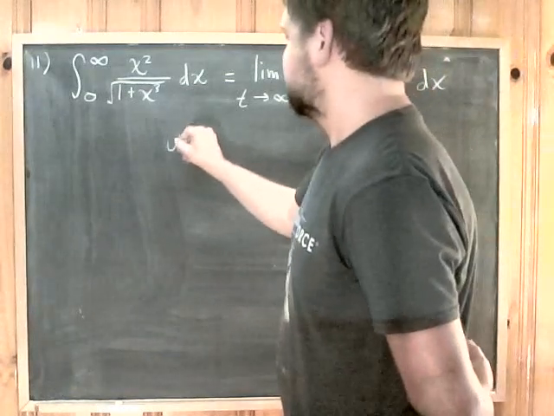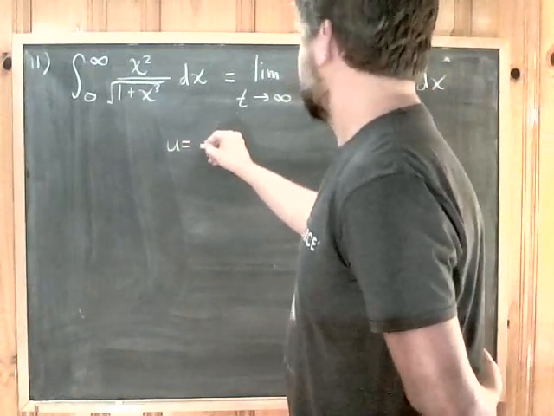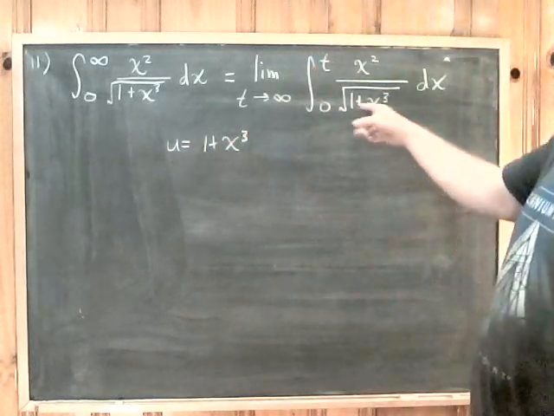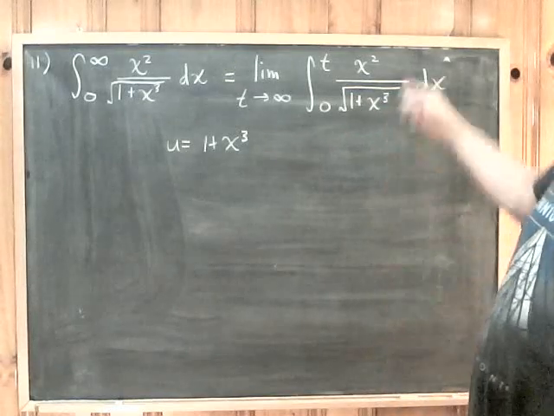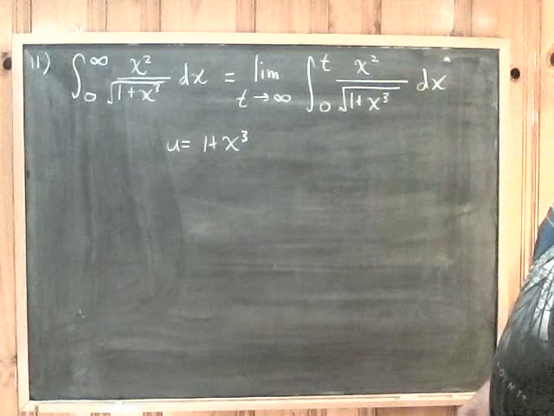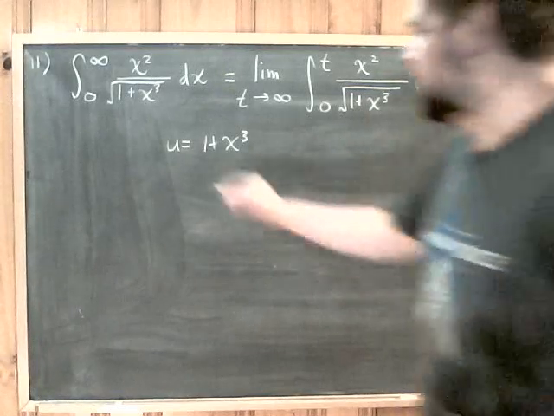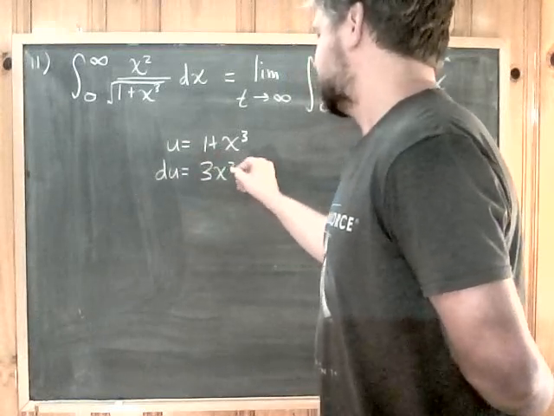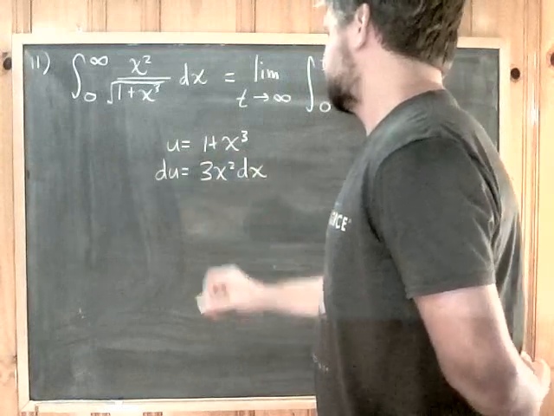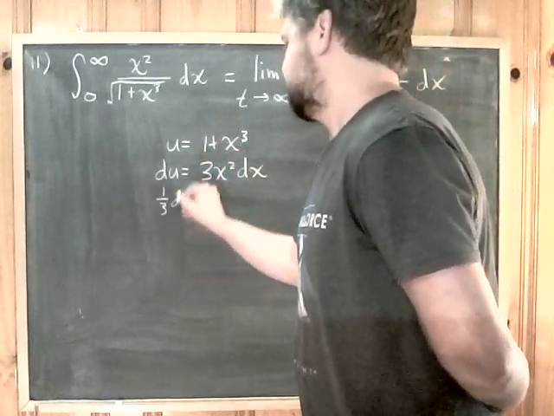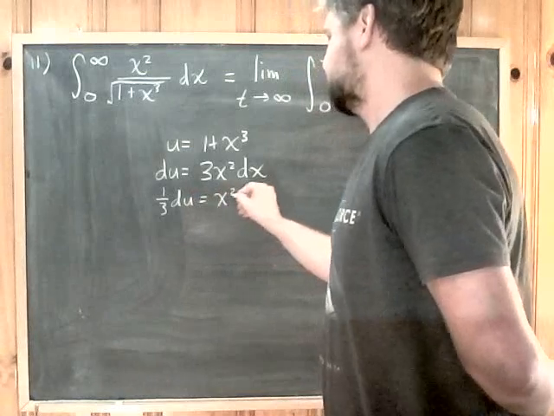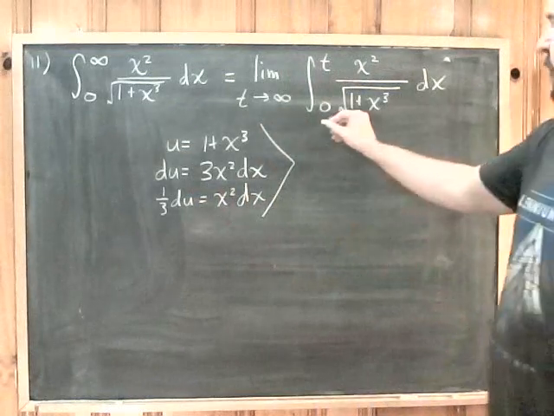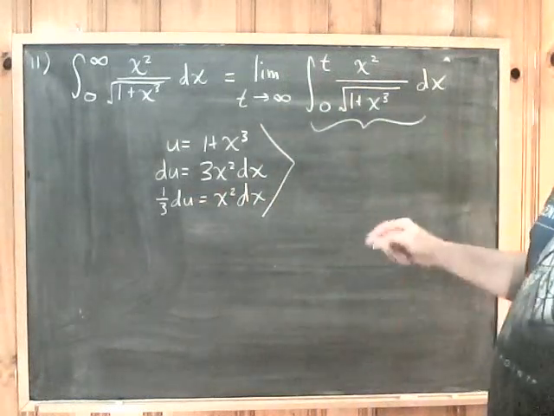It'll be a u substitution, so we want u equal 1 plus x cubed. That's a good guess because 1 plus x cubed is under the square root, and you immediately notice that x squared is almost the derivative of x cubed. Specifically, du is equal to 3x squared dx, and then 1/3 du is exactly x squared dx. So I'll use all that to work out just the integral, and then I'll take the limit again.